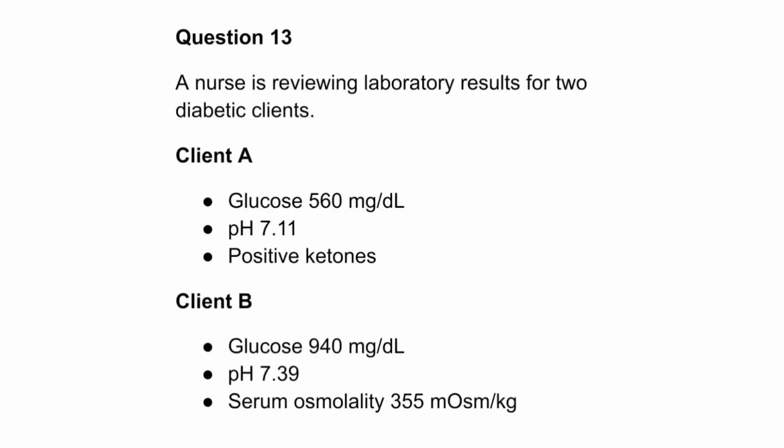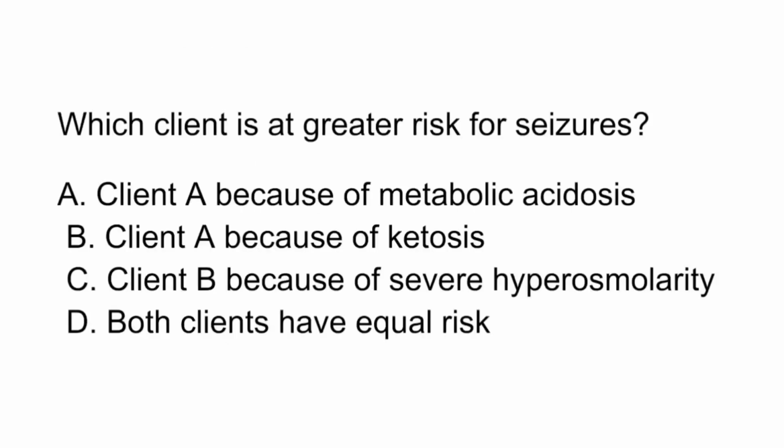Question 13. A nurse is reviewing laboratory results for two diabetic clients. Client A: glucose 560 milligrams per deciliter, pH 7.11, positive ketones. Client B: glucose 940 milligrams per deciliter, pH 7.39, serum osmolality 355 mosm/kg. Which client is at greater risk for seizures?